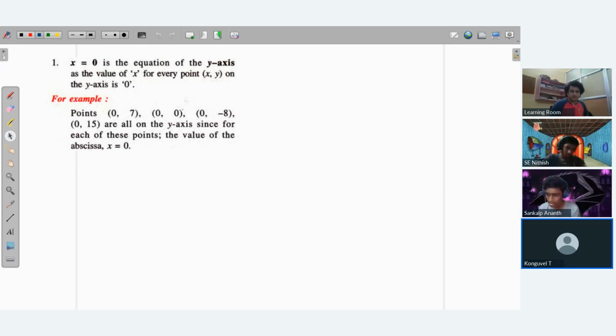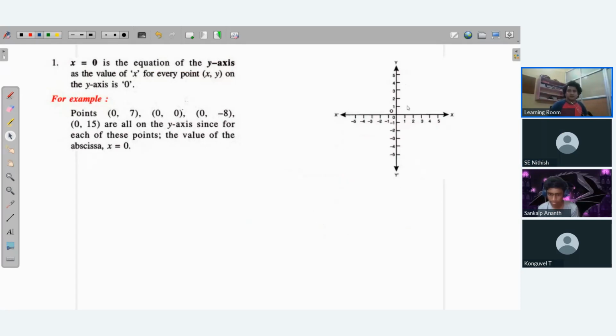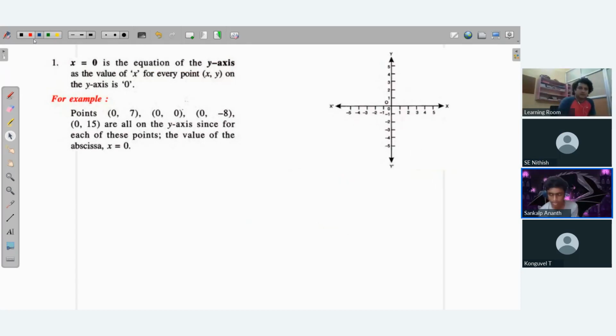It's the graph paper's name. Technically, when you draw x and y axes on the graph paper, then it becomes a Cartesian plane. Otherwise, it's just a graph paper. So this is a Cartesian plane.